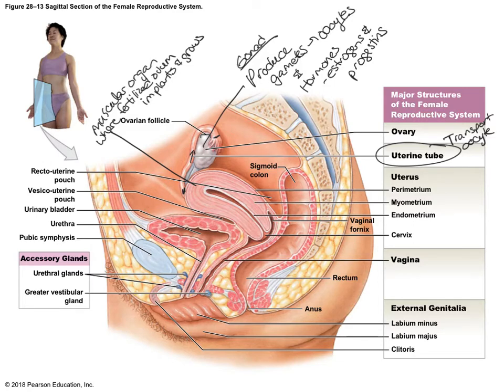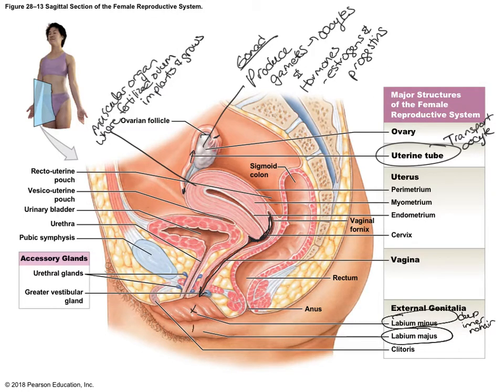The vagina extends from the uterus. It's a muscular passageway. It starts at the cervix of the uterus and extends to the external genitalia. The external genitalia include the labium minus or labia minora because there's two of them. These are flaps of skin that are deep to the labium majus or labia majora. And so the inner labium minus has no hair on it, no pubic hair, whereas the labium majus does contain pubic hair.